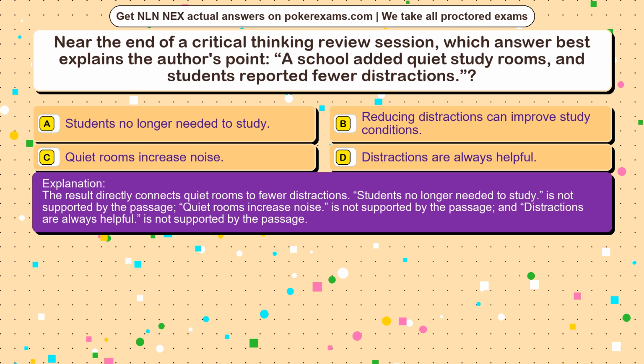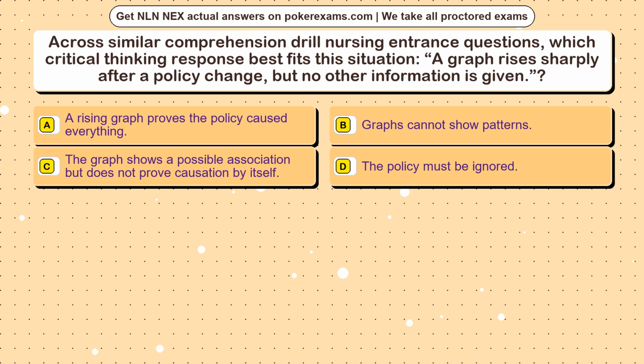Question 20. Across similar comprehension drill nursing entrance questions, which critical thinking response best fits this situation? A graph rises sharply after a policy change, but no other information is given. Option A. A rising graph proves the policy caused everything. Option B. Graphs cannot show patterns. Option C. The graph shows a possible association but does not prove causation by itself. Option D. The policy must be ignored.